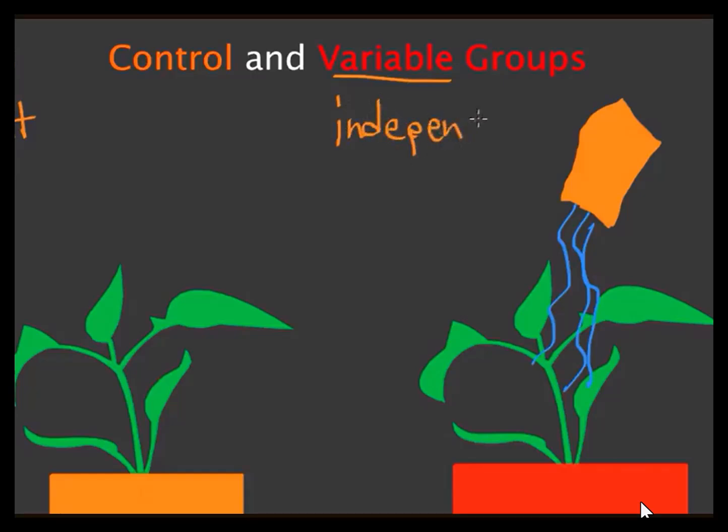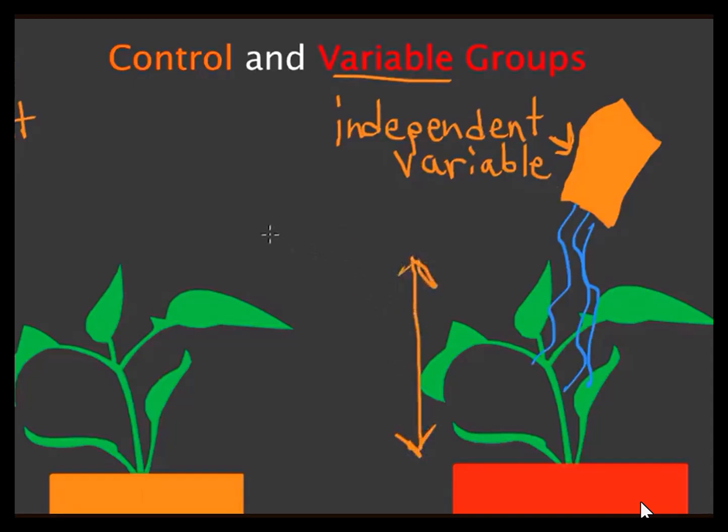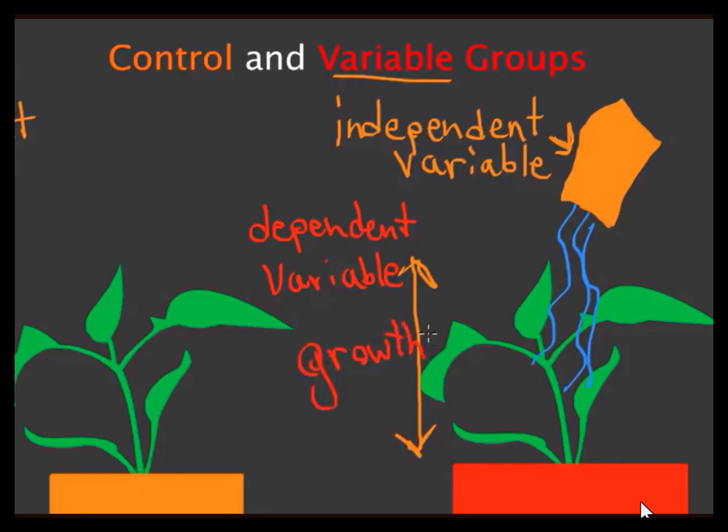The independent variable. And the dependent variable in this case is the plant's growth. So let's just say growth. I'll switch colors here. All right, so the dependent variable is how much the plant is growing. Growth. All right, so there you have it.